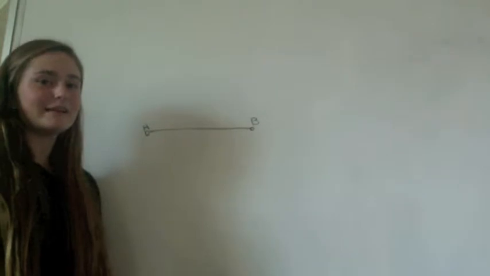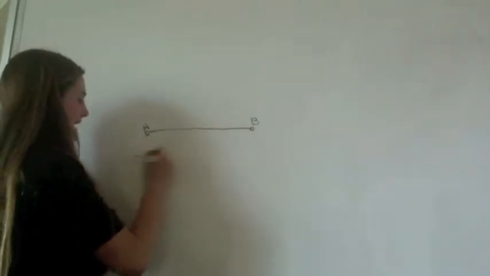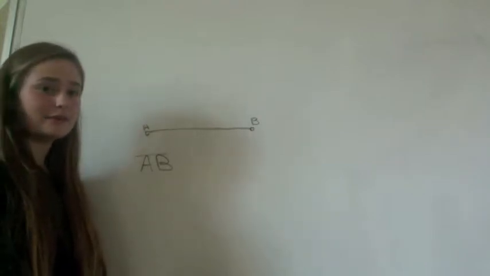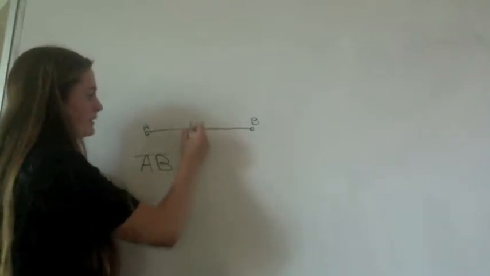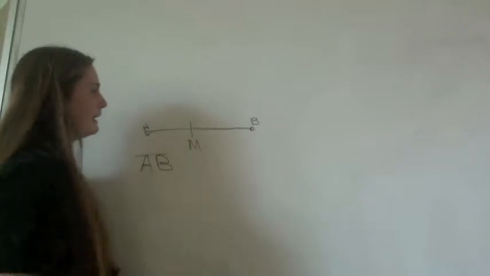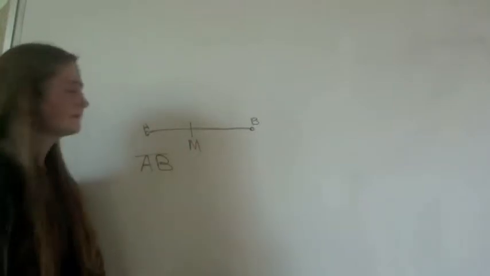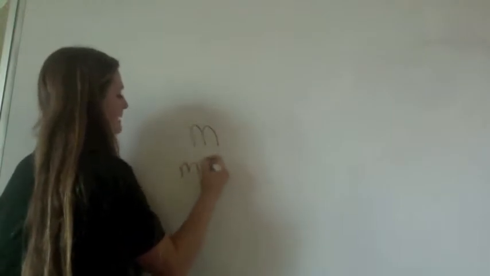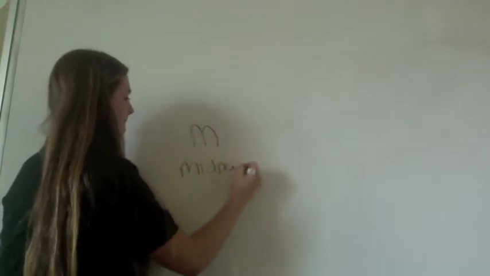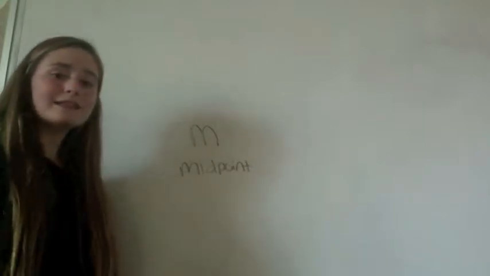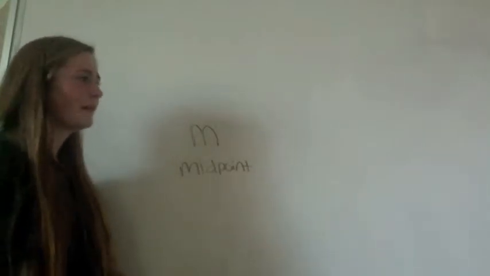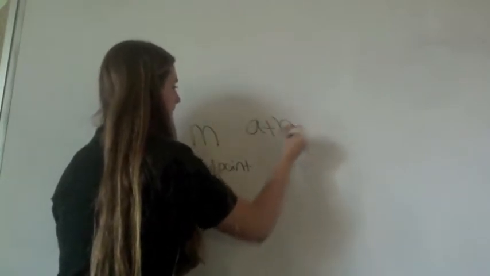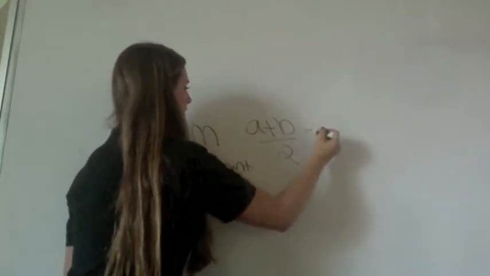So you are given a number line. This is line segment AB. In line segment AB, you are trying to find the midpoint, which is basically just a point in the middle of both endpoints. Trying to find M, rather known as midpoint, there is one simple equation you have to follow. The equation says A plus B over 2 equals M.